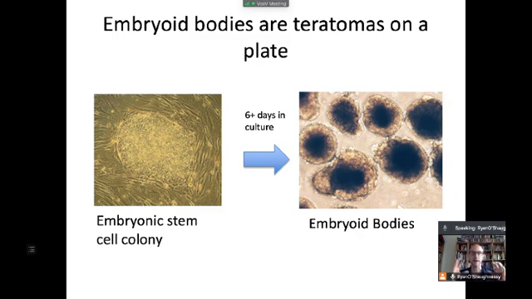And remember, embryonic bodies are teratomas on a plate. We get those embryonic stem cell colonies. We grow them for 6 or more days in culture conditions. These embryonic bodies form, and if you take a section through these embryonic bodies, you will see ectoderm, mesoderm and endoderm, but in a kind of unarranged way.